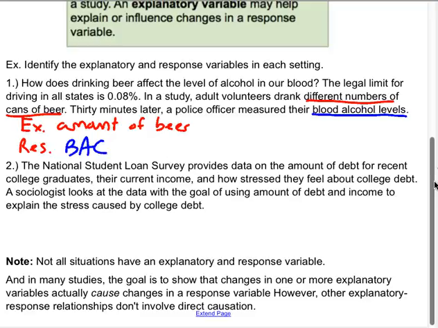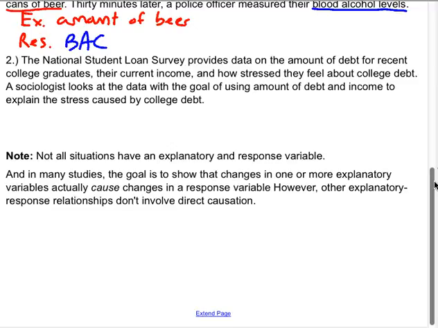The National Student Loan Survey provides data on the amount of debt for recent college graduates, their current income, and how stressed they feel about college debt. A sociologist looks at the data with the goal of using information about debt and income to explain the stress level caused by college debt. All right, so again, we're looking for explanatory, and we are looking for response.